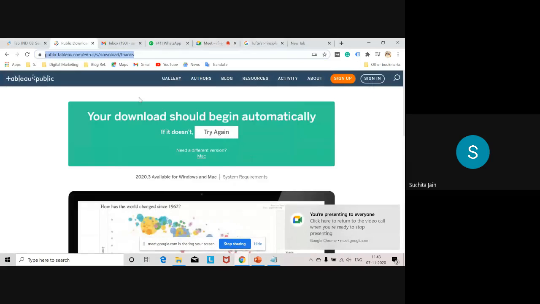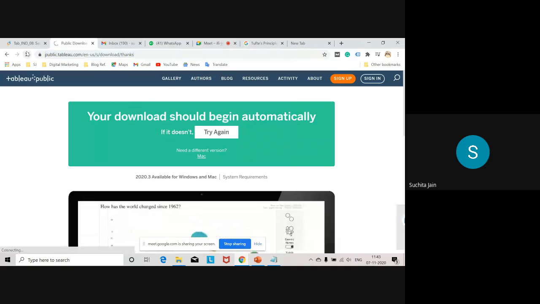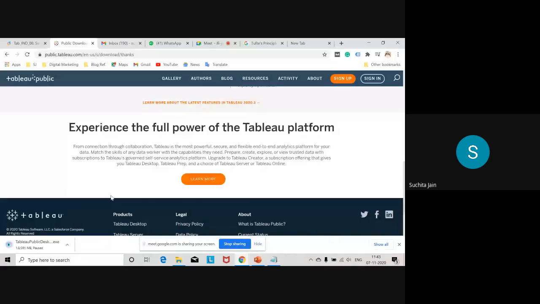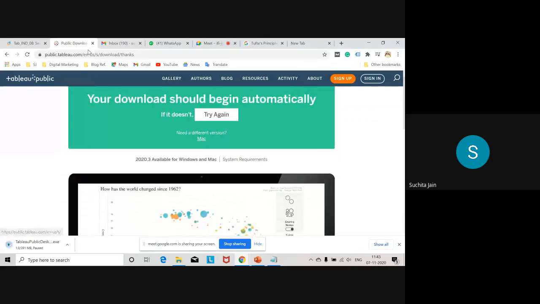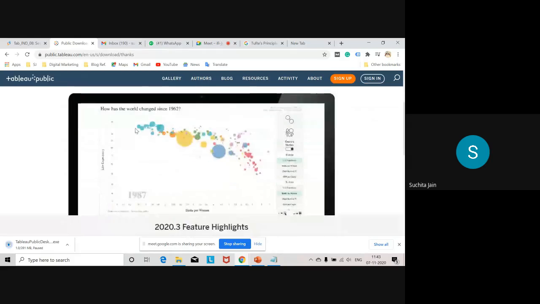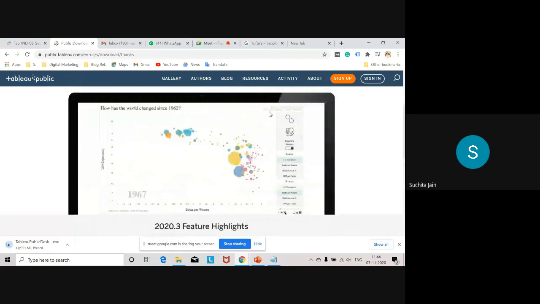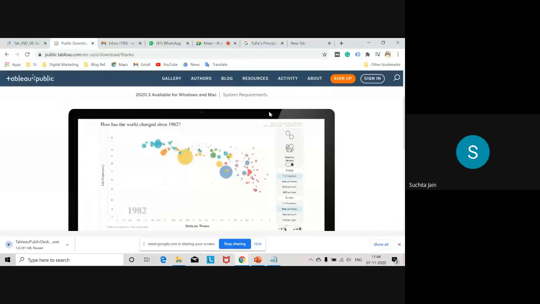Can you see the screen? So this is how your page will look when you go to install Tableau. Just go to Google and type Tableau Public, and it will start downloading automatically. Don't do it right away because at times your system asks for a restart, or Tableau all of a sudden starts the window itself.